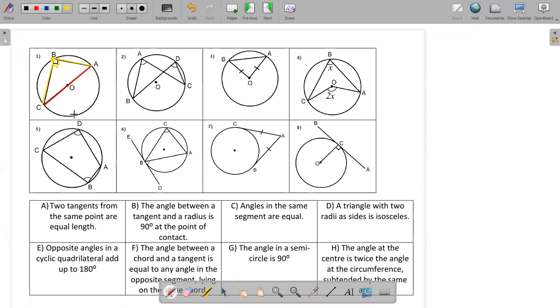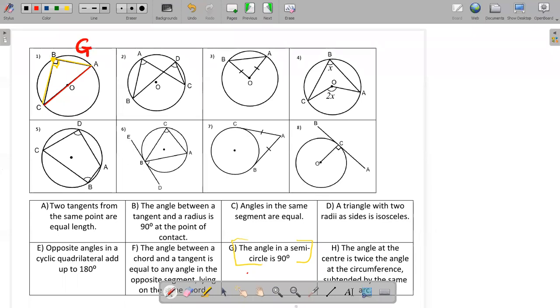Everybody got that one? That's easy. So this is the 90-degree diameter rule. And the law is the angle in a semicircle. That's the rule. You must remember the rule. You know why? If you don't remember the rule, when they ask you, they're always going to ask you, why is that the answer? You have to give the rule. So if they want to know why this is 90, you're going to say the angle in a semicircle is 90 degrees. So number 1 is G.